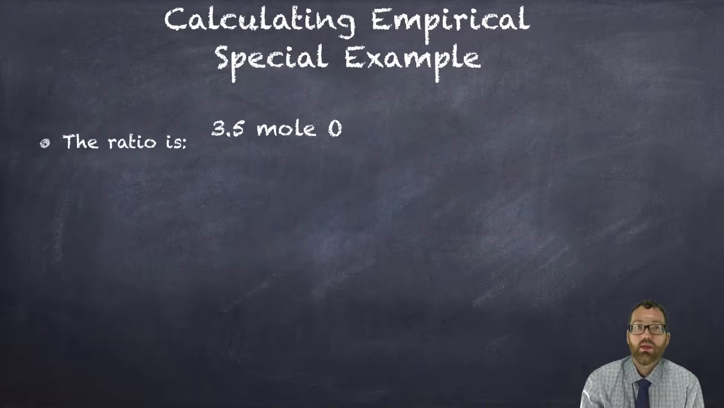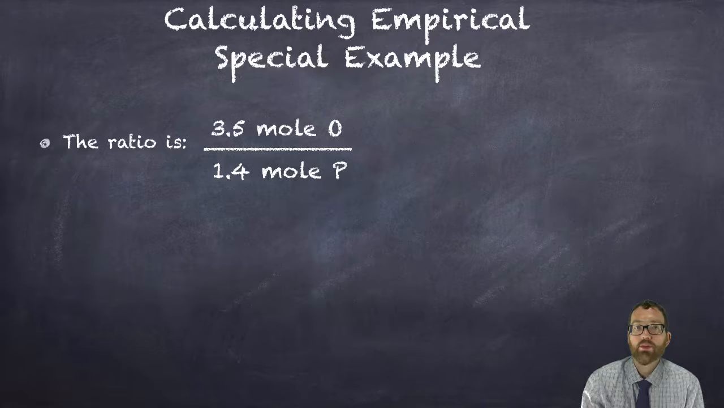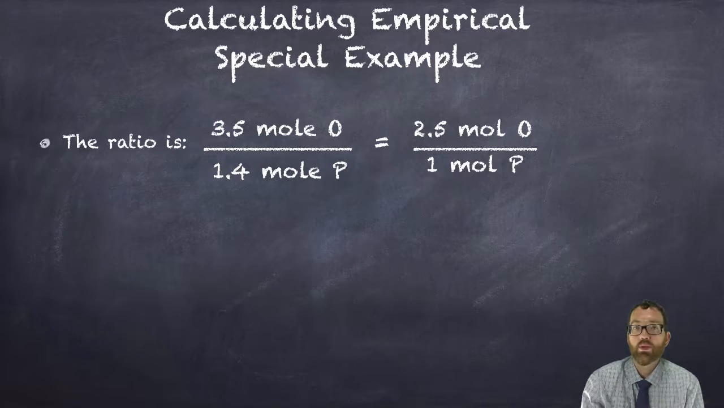So the ratio of moles of oxygen to phosphorus would look like this. 3.5 moles of oxygen divided by 1.4 moles of phosphorus. If I do that math, I would get 2.5 moles of oxygen for every 1 mole of phosphorus. So when you plug in your empirical formula here, you might want to say P1 and O2.5, but this can't happen. You can't have 2.5 moles. You can't have a half a mole of anything.